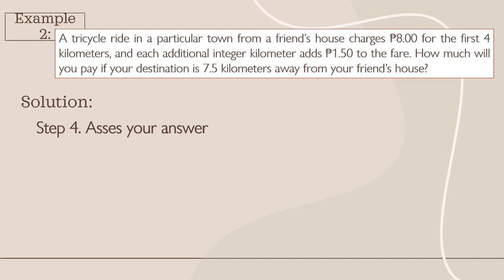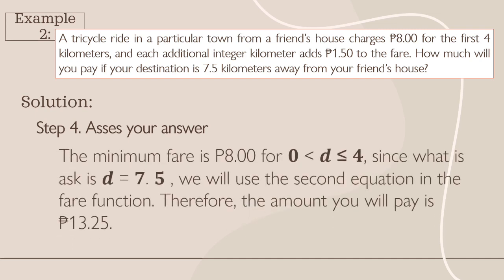Step 4. Assess your answer. So the minimum fare is 8 pesos for distance greater than 0 but less than or equal to 4. Since what is asked is d is equal to 7.5, we will use the second equation in the fare function. So therefore, the amount we will pay is 13 pesos and 25 centavos.